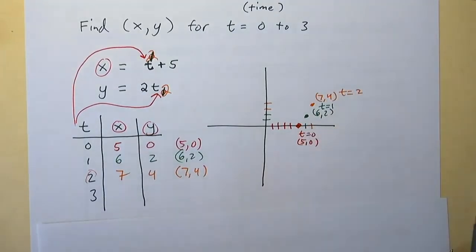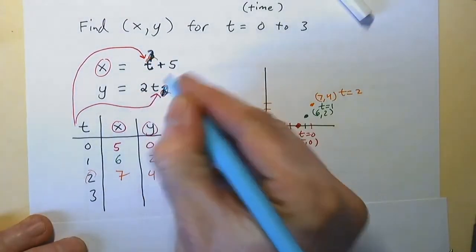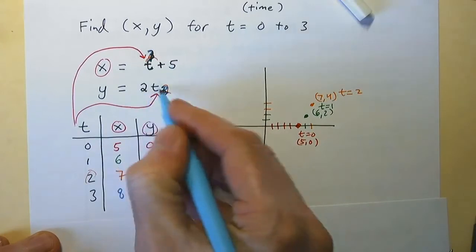If I used graph paper, it would look much nicer. And we'll do one last dot, 3. Put 3 in. 3 plus 5 is 8. 2 times 3 is 6.